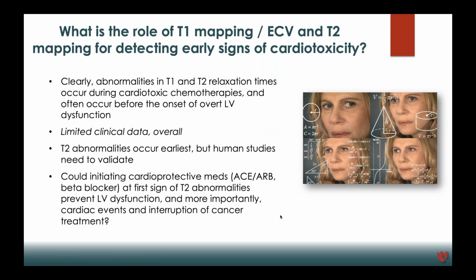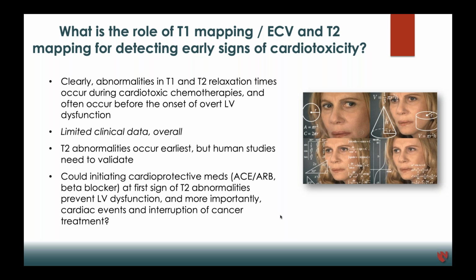So let's bring it all together. What is the role of T1 mapping and ECV and T2 mapping for detecting early signs of cardiotoxicity? Well, clearly, we do see abnormalities in these parameters during cardiotoxic chemo and after they receive their chemotherapy. And in the case of T2 abnormalities, they can occur before the onset of LV dysfunction. But we have limited clinical data right now. We need some human studies to validate using T2 abnormalities as a way to diagnose subclinical cardiotoxicity.